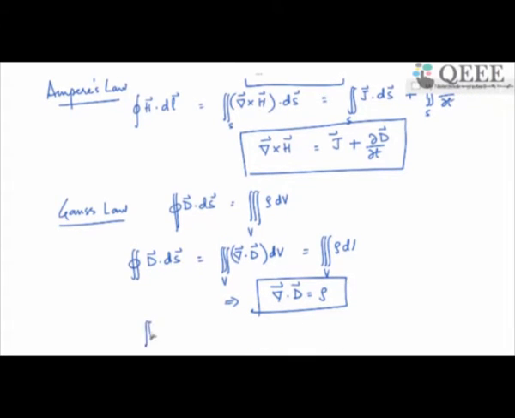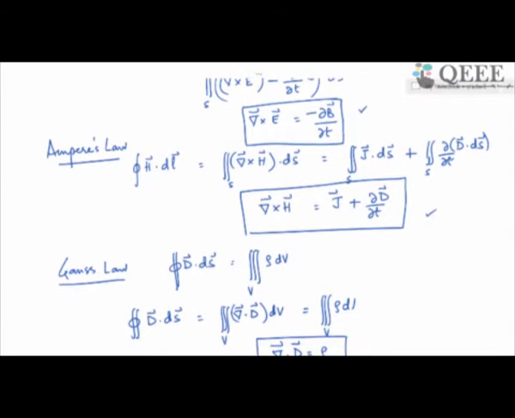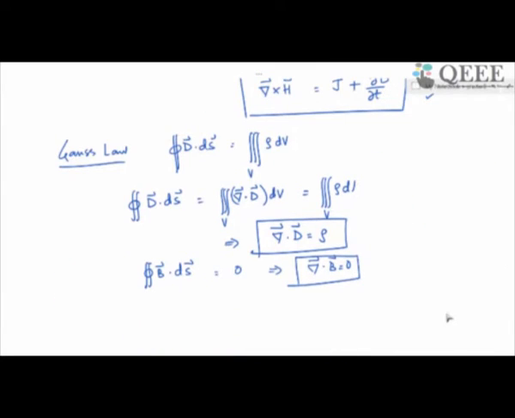Similarly, I apply the same to the surface integral of the magnetic flux. This is 0, which implies divergence of B equal to 0. So these are my 4 equations, the ones which are boxed. These are the 4 equations in the differential form or point form.